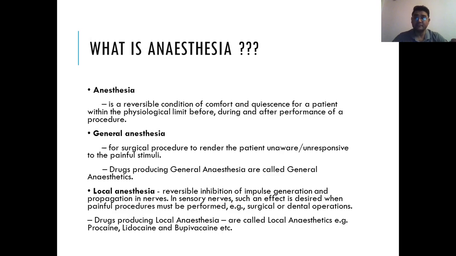And what is local anesthesia? Reversible inhibition of impulse generation and propagation in sensory nerves. Such an effect is desired when a painful procedure must be performed, for example, surgical or dental operations. The main part of local anesthesia is this: it is just applied in one area, in one region. It does not take the whole body. The most important difference between general anesthesia and local anesthesia is this: in general anesthesia, the whole body is involved, but in local anesthesia, only one part of the body, only one region of the body is involved.